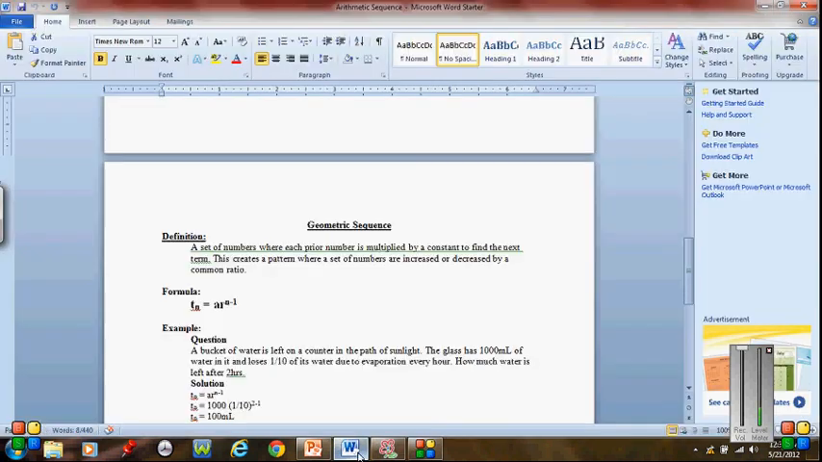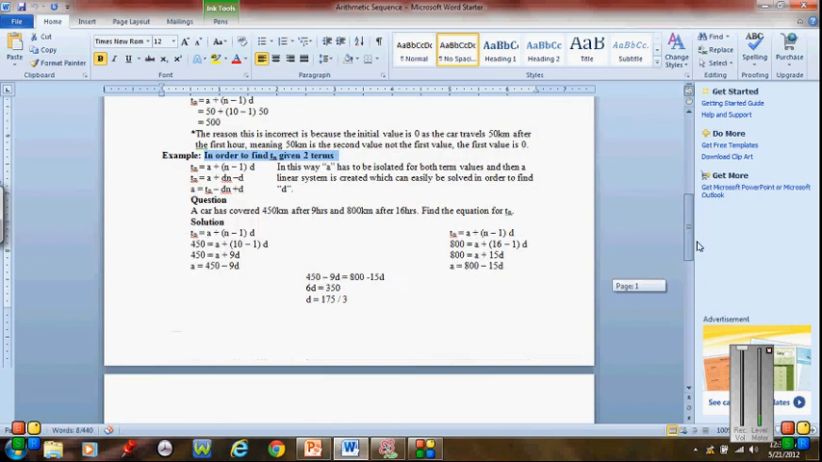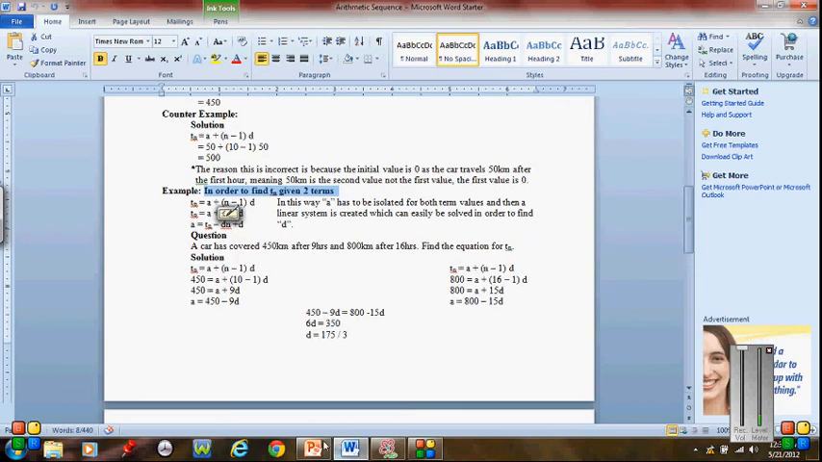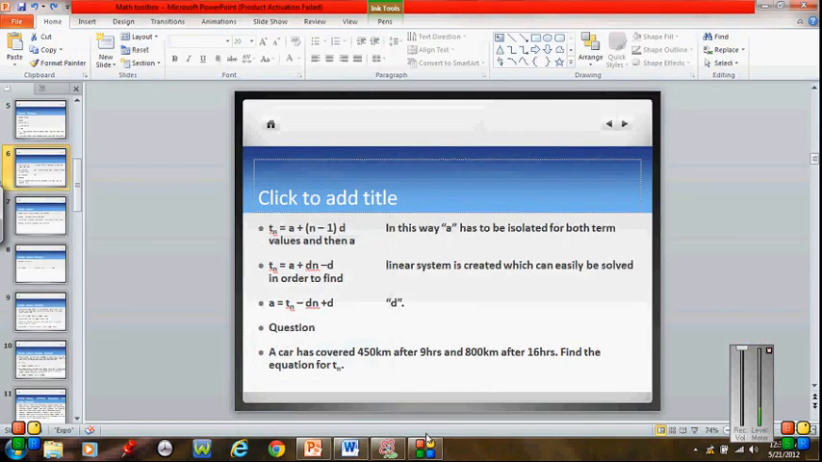And yeah, I think that's pretty much it for arithmetic sequences. I know it took a while to understand, but yeah, that's all it is.